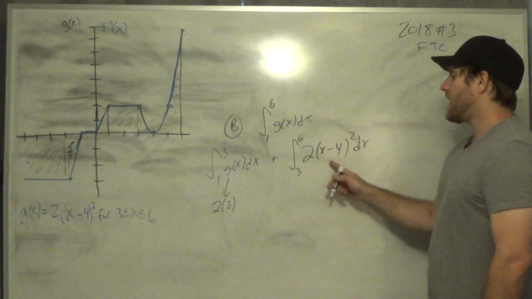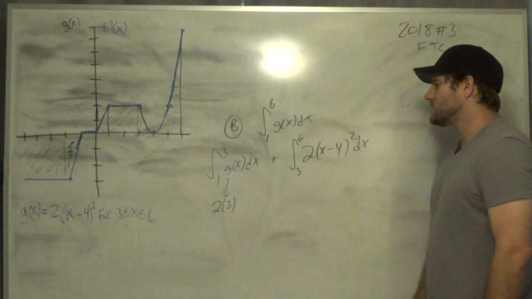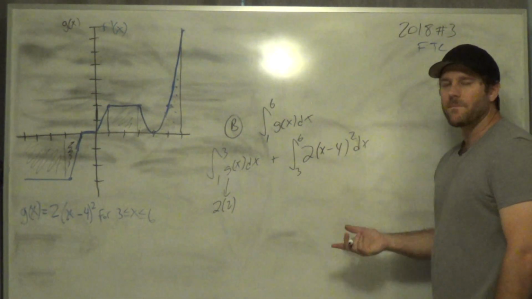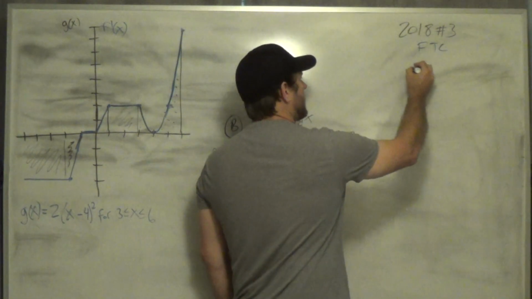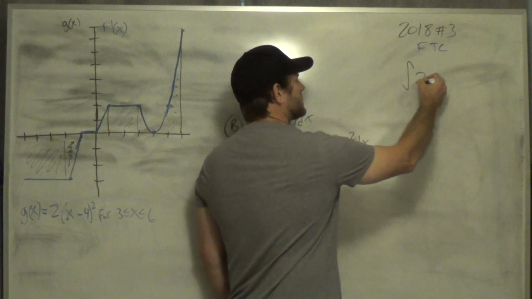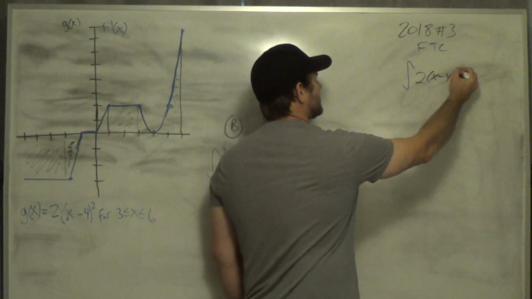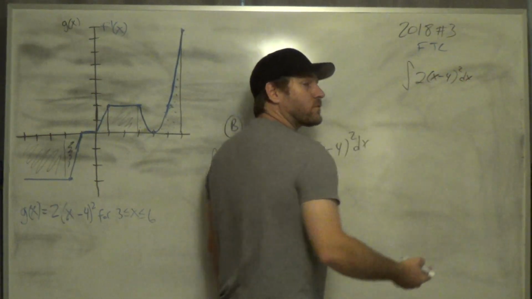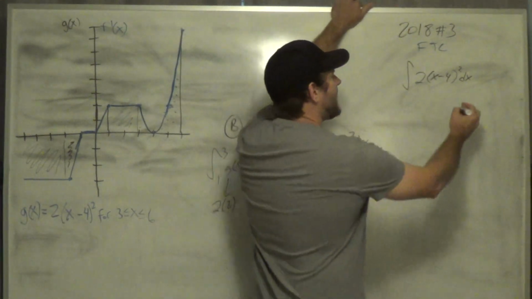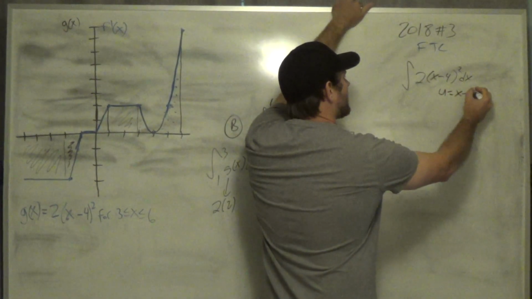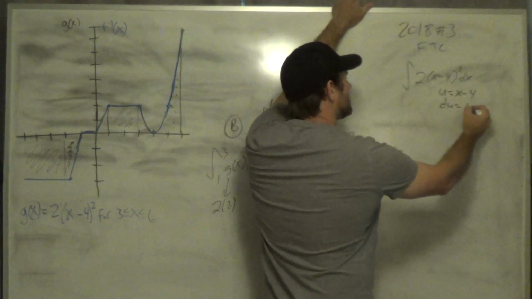Alright, so how am I going to find the area underneath this piece? Well, I'm going to take the antiderivative, plug in the top and the bottom, and subtract. And let's just quickly look at this. So how am I going to take the area underneath this? The first thing I'm going to do is u substitution. I want that to be a u. And I say, if my u is x minus 4, my du should be a 1 dx.